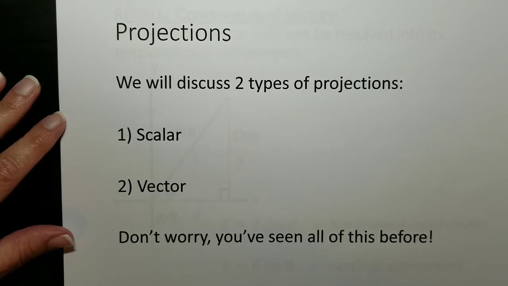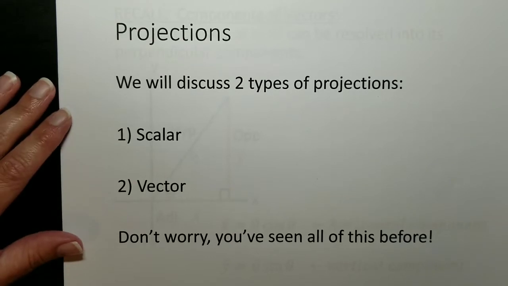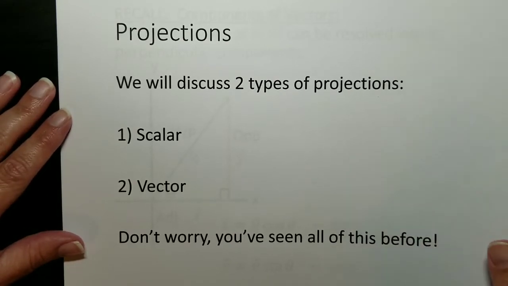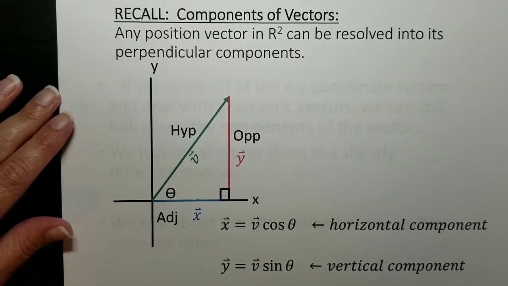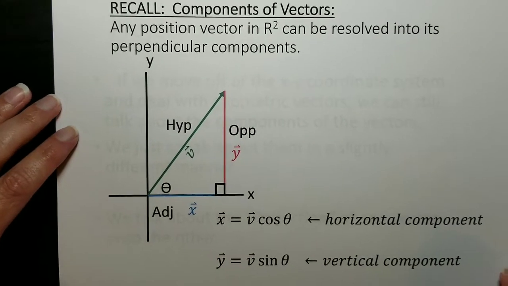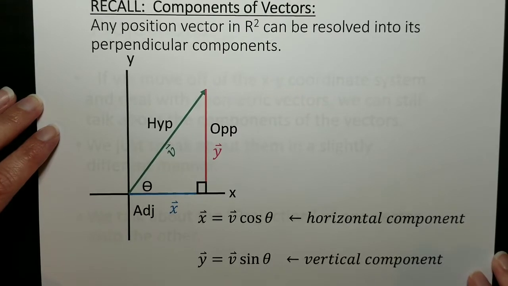We want to talk about one vector as a component of another vector, or how much of one vector can be written as a component of a second vector. And we're going to start off considering this with geometric vectors, but it does work with both geometric and algebraic. So we've talked about components of vectors a lot of times before.